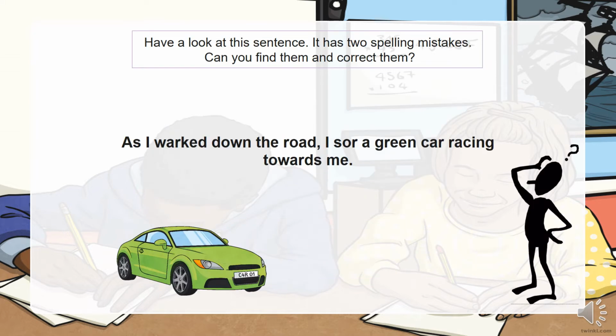So, before you have a go on your own, have a look at this sentence. It has 2 spelling mistakes. Can you find them and correct them? I'll read the sentence to you, and then you might want to pause the video whilst you have a think about it. As I walked down the road, I saw a green car racing towards me. Can you spot the 2 spelling mistakes?